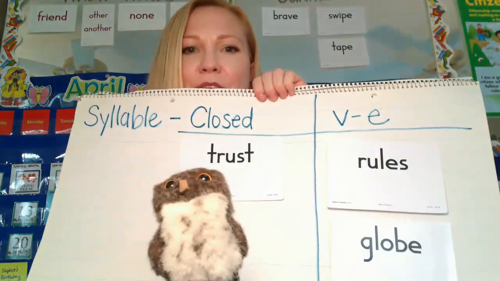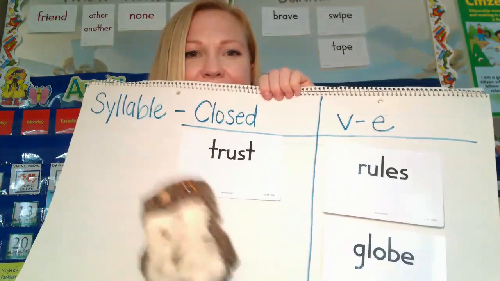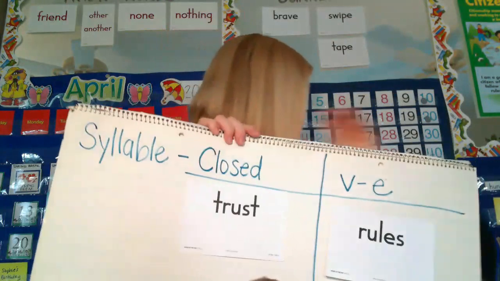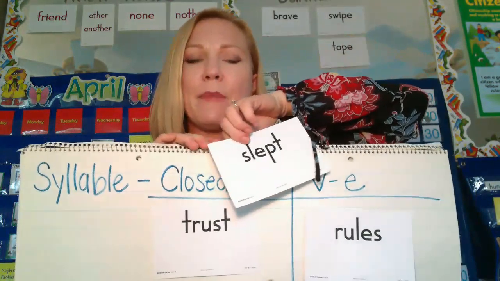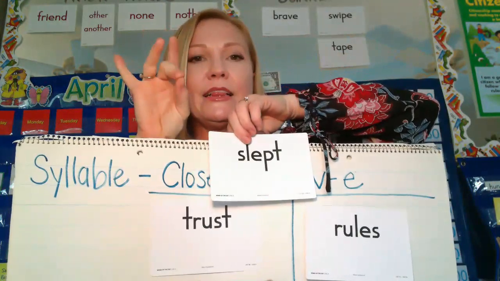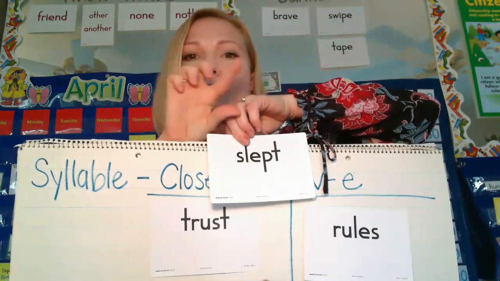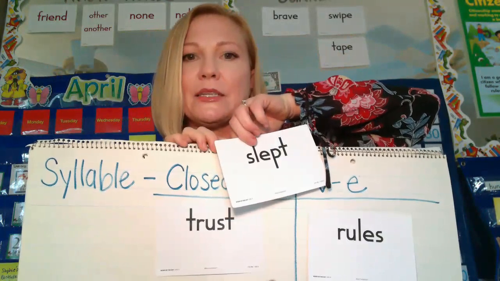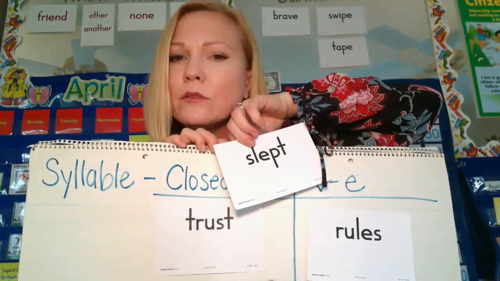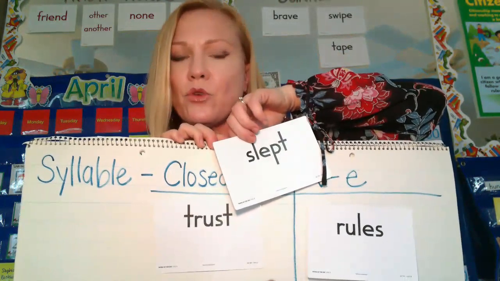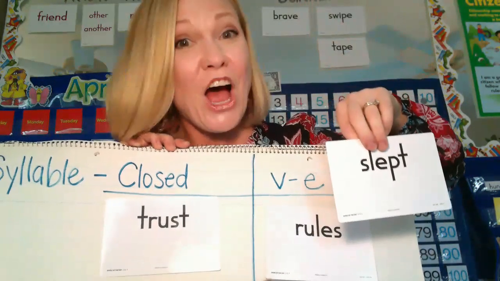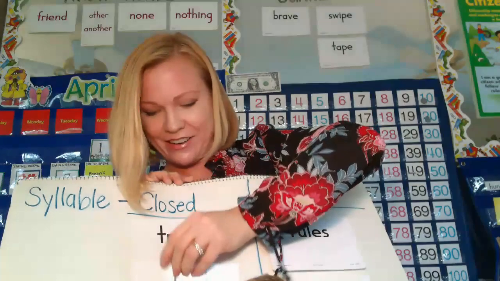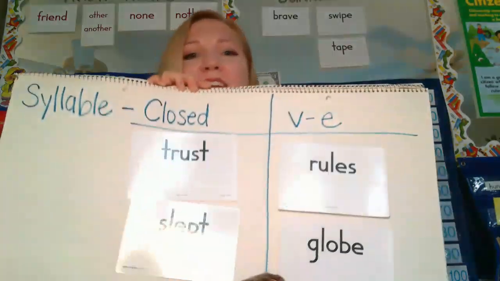All right, you ready for the next one? Little Echo is. Here we go. Let's tap out this word. Slept. Slept. Slept. There's only one vowel. It says its short sound and it's closed by consonants, so it must be closed. You're right. Here it goes under trust.